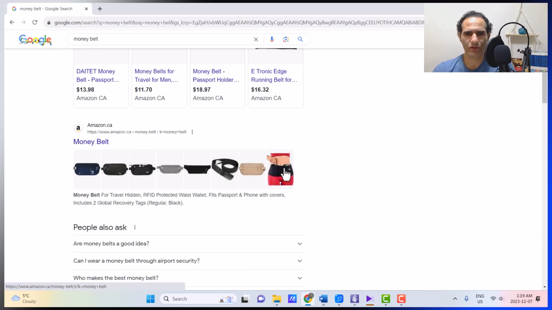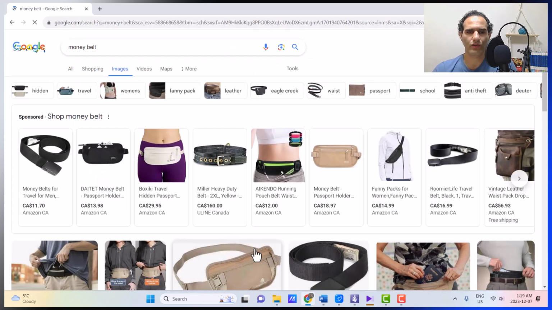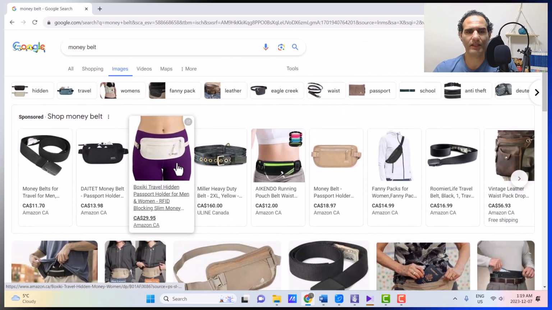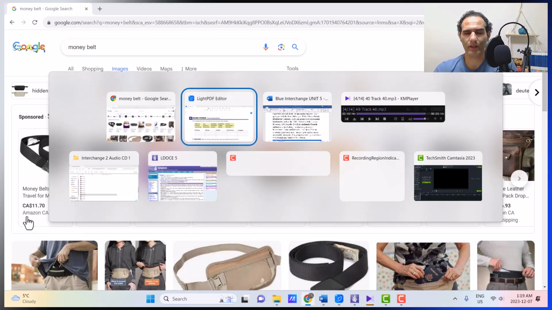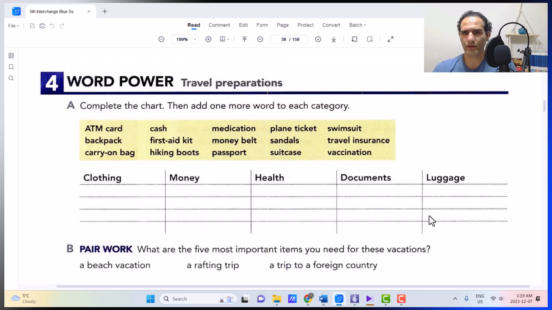Money belt, it is something like this that you wear around your waist or maybe on your chest, and just safely keep your money there. Okay, so that is money belt. Now if you want to put all of these words into their categories, for example, ATM card, money, backpack, luggage, carry-on bag, the bag that you carry on the airplane with yourself, again, luggage, cash, first aid kit, health, hiking boots, medication, money belt, passport, plane ticket, sandals, suitcase, swimsuits, travel insurance, and vaccination, health.